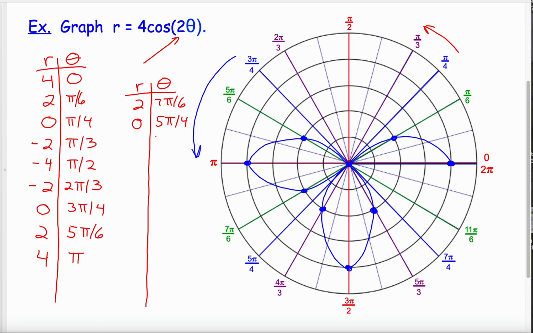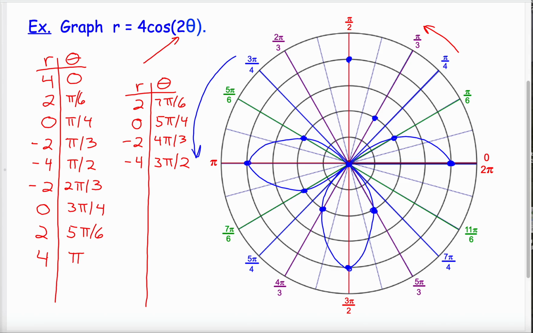Okay, 5 pi over 4, then we got 4 pi over 3. We double that, that's 8 pi over 3, which is 6 pi over 3, and another 2 pi over 3. Cosine of that is negative 1/2 times 4 is negative 2. So at 4 pi over 3, go 2 in the opposite direction, takes me up there, kind of in the first quadrant if we put our rectangular system on top of our polar graph. And then at 3 pi over 2, I'm going to double that, and I get 3 pi. Cosine of 3 pi is negative 1 times 4 is negative 4.